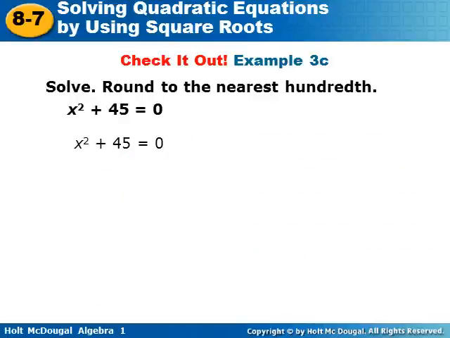Solve, round to the nearest hundredth. x squared plus 45 equals 0. This one's for you to try, and then you can check back for your answer.